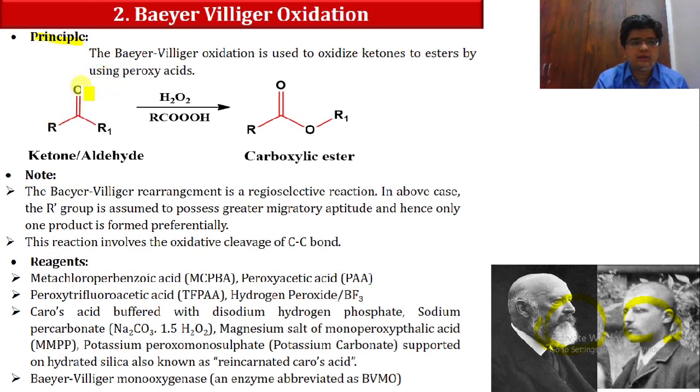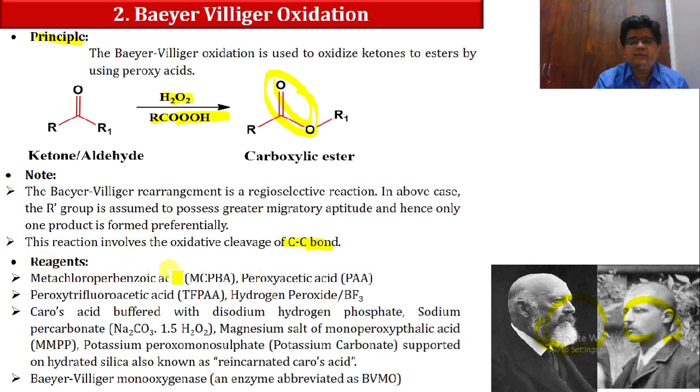Suppose we have a ketonic molecule like this, when it is reacted with H2O2 or we can say the per acid, it will convert it into the ester compound, that is RC double bond O R dash. Now the Baeyer-Villiger rearrangement is a regioselective reaction. In the above cases, the R dash group is assumed to possess a greater migratory aptitude and hence only one product is formed predominantly. Here we have to remember that this reaction involves the oxidative cleavage of the C-C bond.